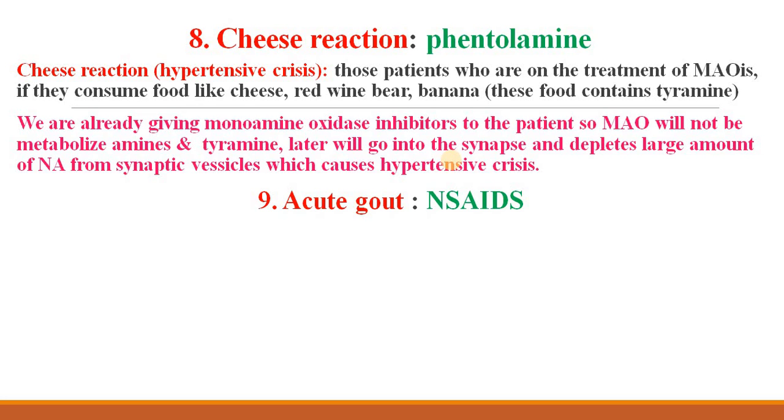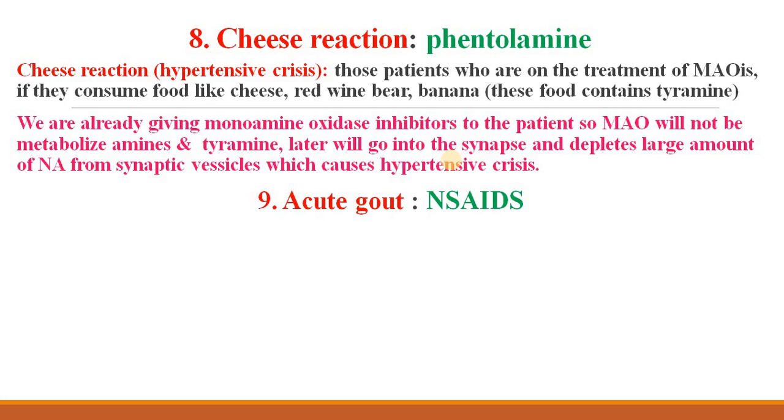So if any patient is on MAO inhibitors, he or she is advised not to take foods containing cheese, red wine, beer, banana, or milk-containing foods, because of this cheese reaction. Is that clear to you? The drug of choice is phentolamine. Phentolamine is the drug of choice in the cheese reaction. Is that clear? The next one is acute gout.